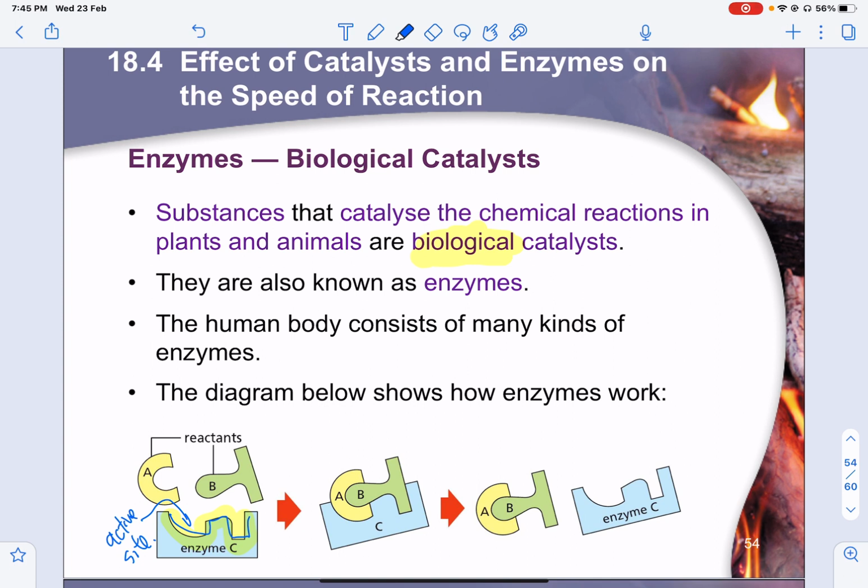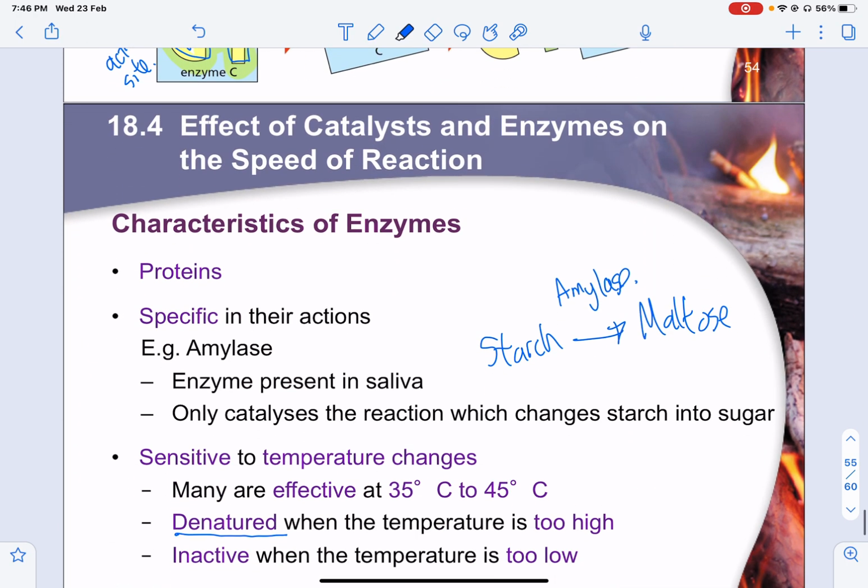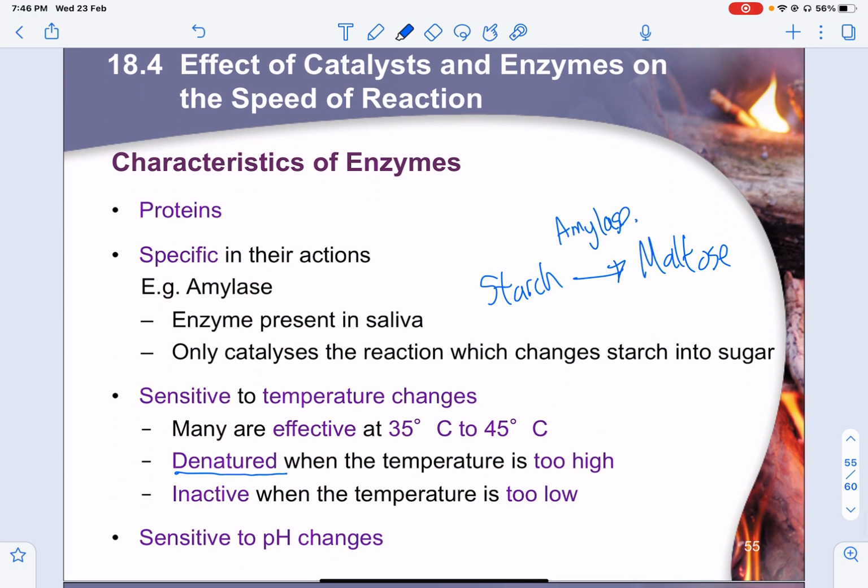But one thing to note is how it actually works. Enzymes tend to be very specific, meaning they only react to a specific type of reactant. You do not have one kind of enzyme to react with so many different kinds of reactants. What gives it that particular property is the shape of the active site. So for the characteristics of enzymes, they are specific in their actions.